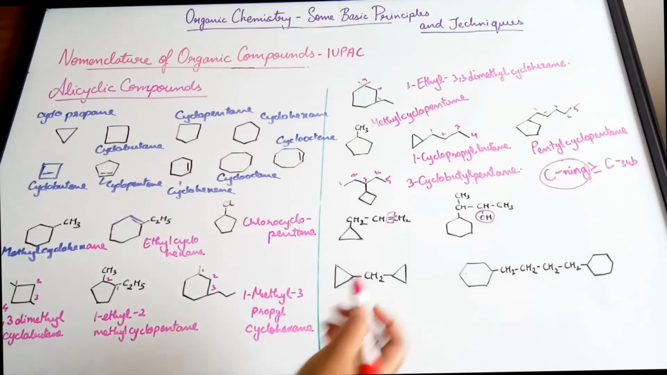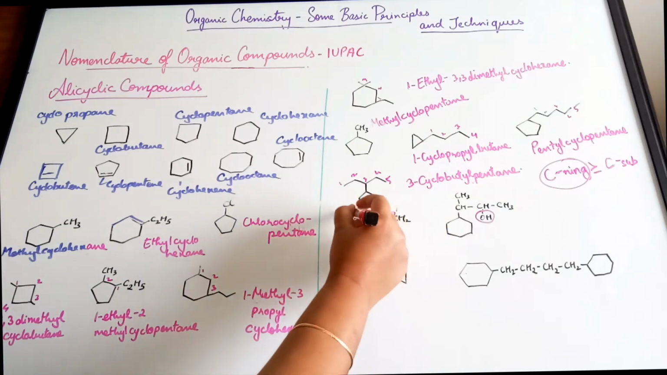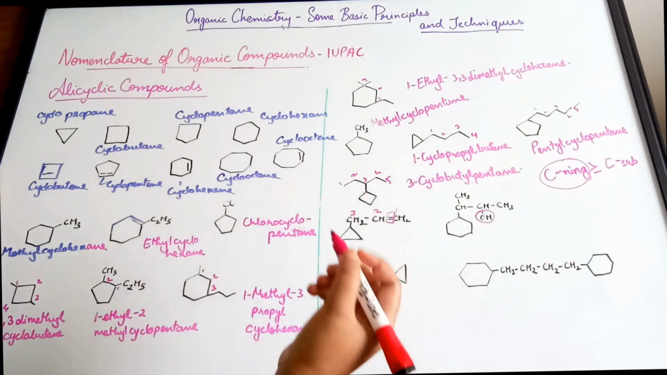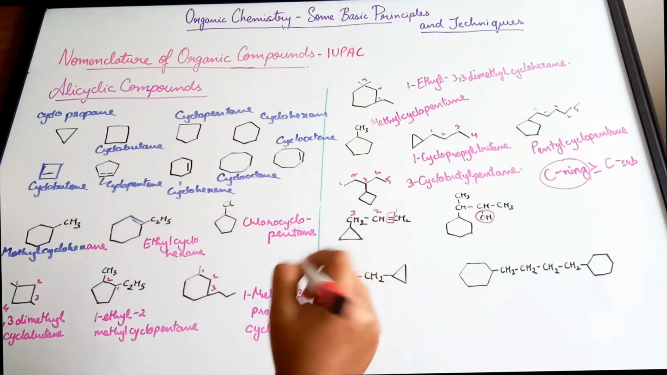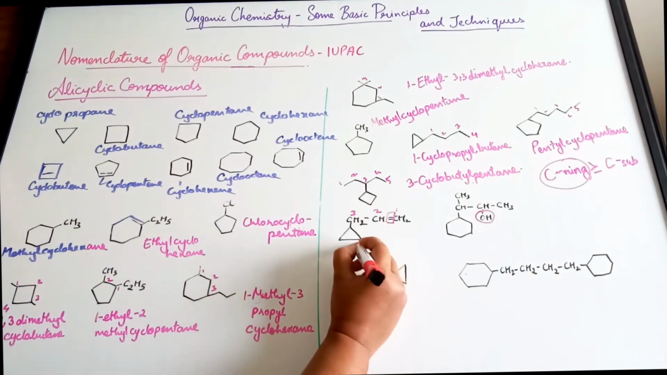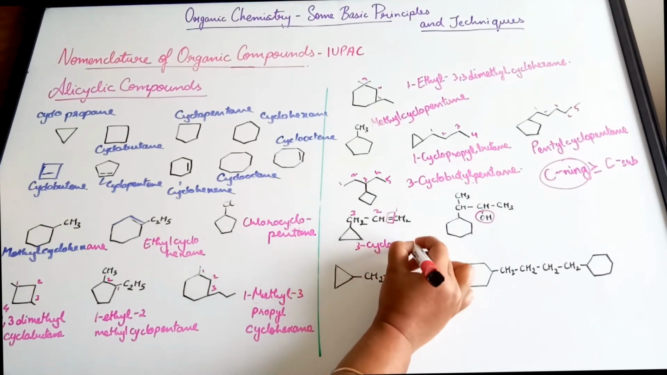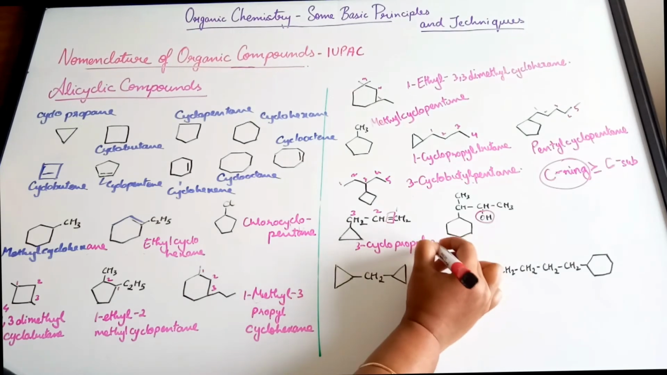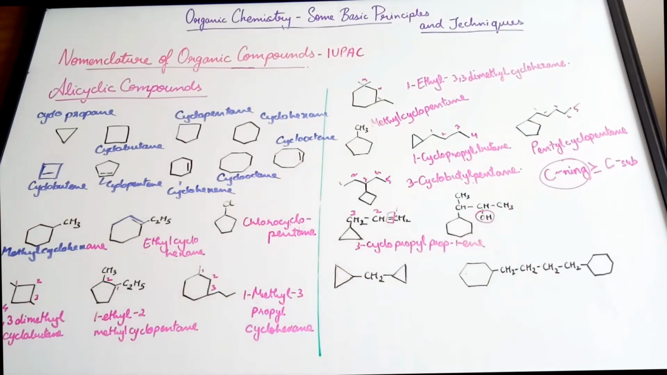So our alkene is given more priority. So at the first position we have an alkene, it's a propene, right? And then at the third position we have a cyclopropane ring. So the name of the compound would be 3-cyclopropylprop-1-ene.